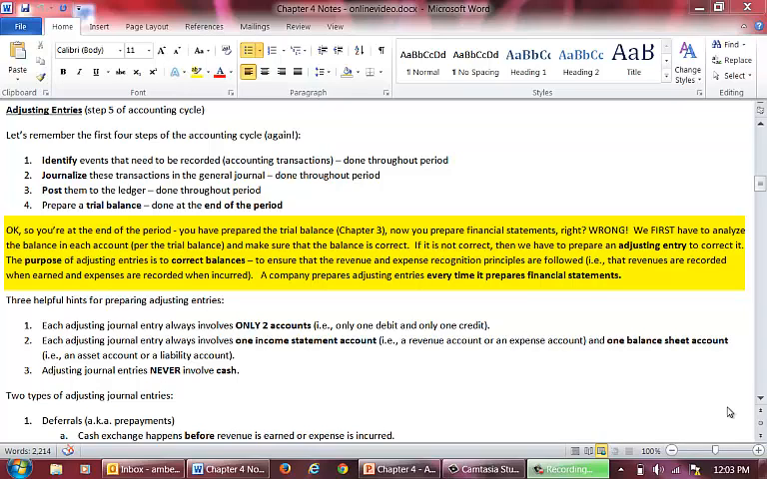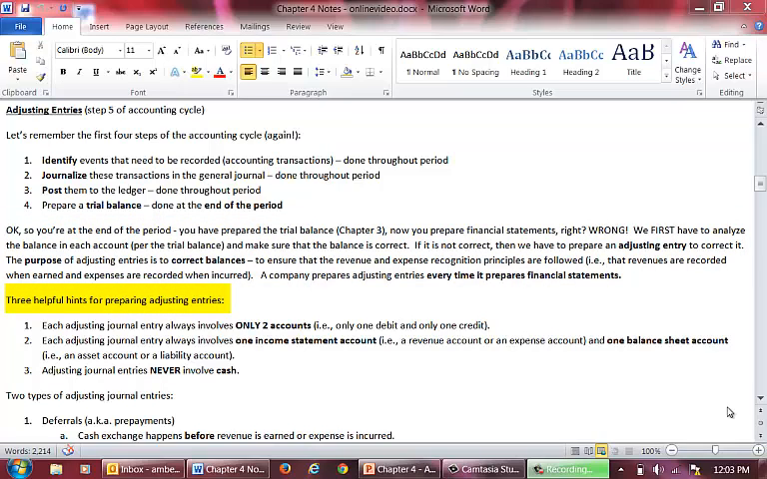As I mentioned in Chapter 3, every type of journal entry has a purpose. Again, the purpose of adjusting entries is to correct balances. We should prepare adjusting entries at the end of every period prior to preparing financial statements. There are 3 helpful hints for preparing adjusting entries.